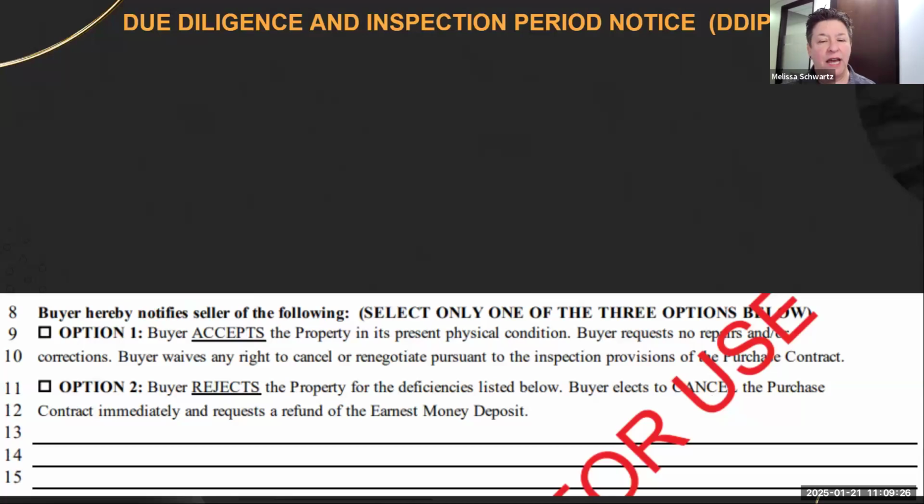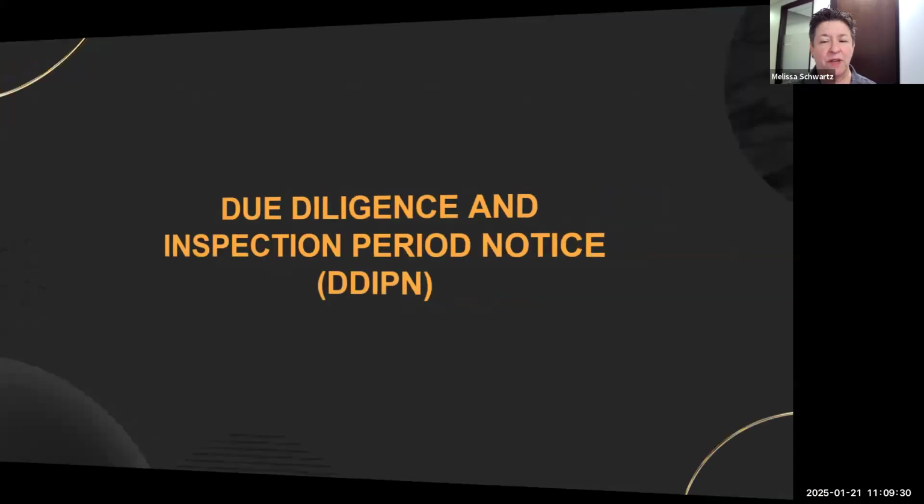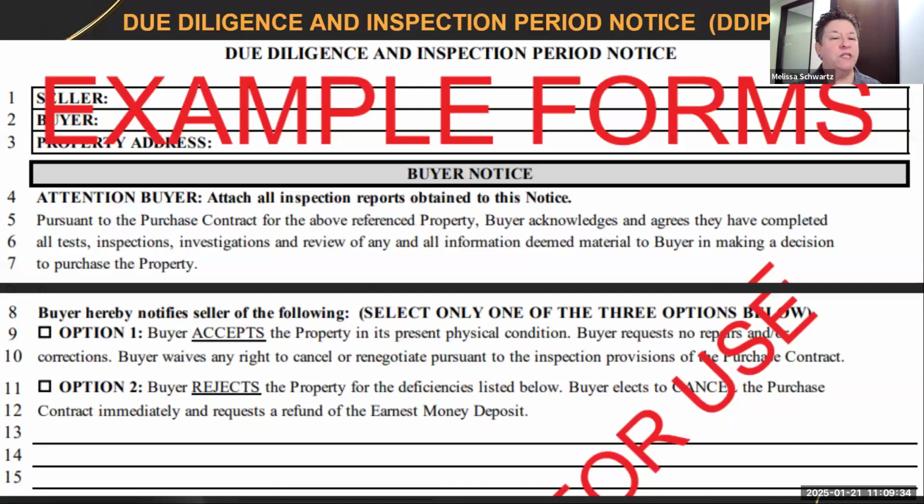Buyer hereby notifies... wait, is that right? I'm missing something. Oh, it's probably going to come in next. I must have done this backwards. Sorry. Seller, buyer, property address. Option 1, buyer accepts the property or buyer rejects the property for the deficiencies and cancels the contract.